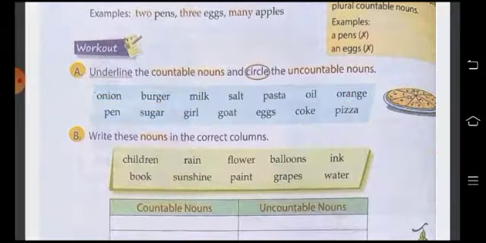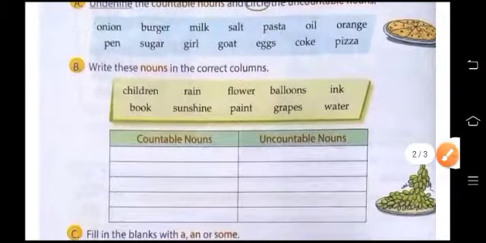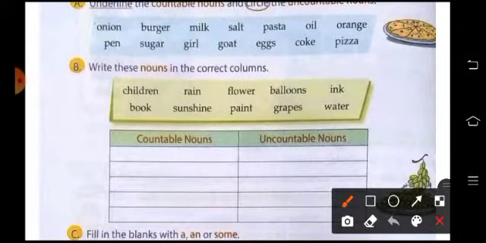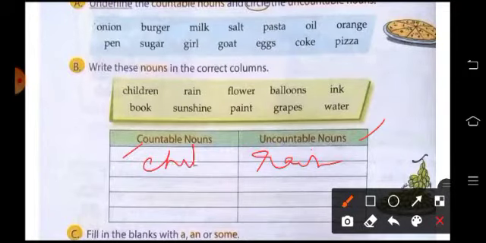Now write these nouns in the correct columns. So you have to write here countable and uncountable. So children, that means many children. Rain, here, rain. Then flower, count the flower. Balloons. Ink cannot be countable. Write here flower.